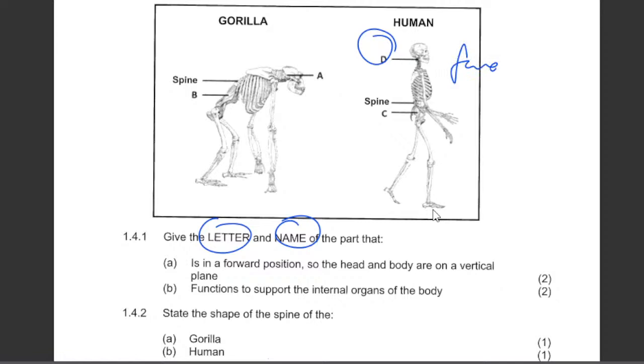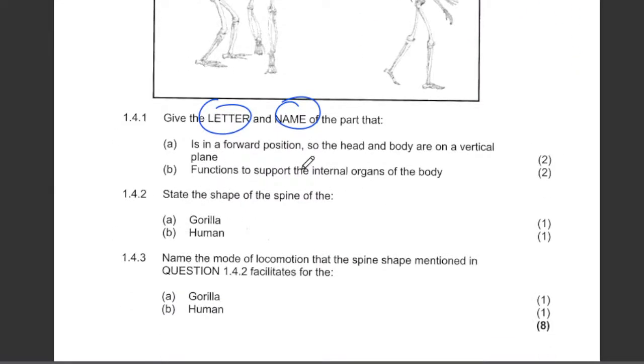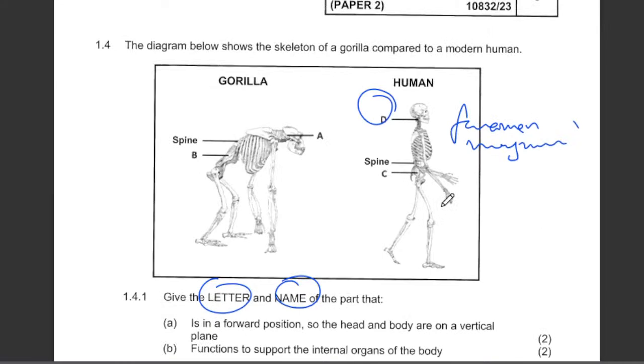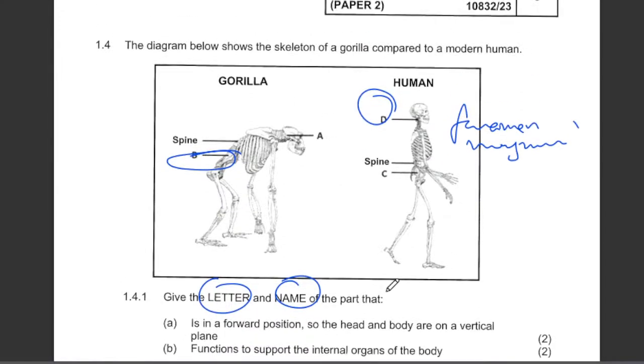Is it foramen magnum? Yes, that's what we call it. It's foramen magnum, so that's what you're supposed to say. And then they're saying the function is to support the internal organs. Basically, it's a skeleton. You can say skeletal system.